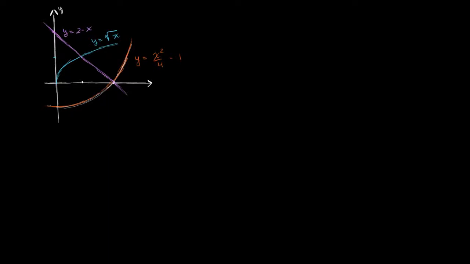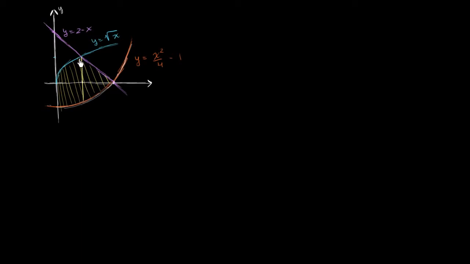What I want to do in this video is find the area of this region that I'm shading in yellow. And what might seem challenging is that throughout this region, I have the same lower boundary, y is equal to x squared over 4 minus 1, but I have a different upper boundary.